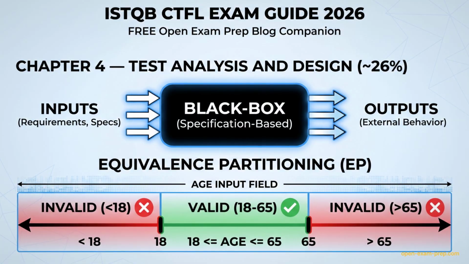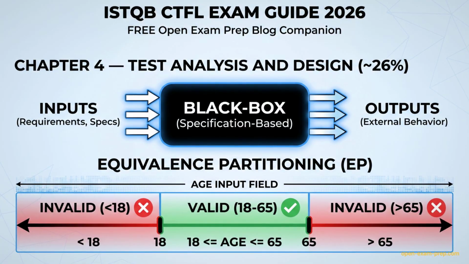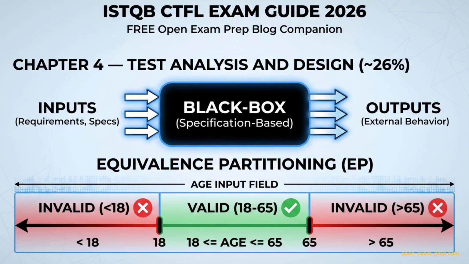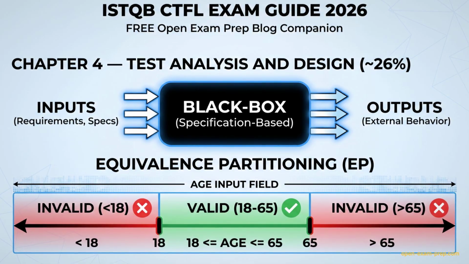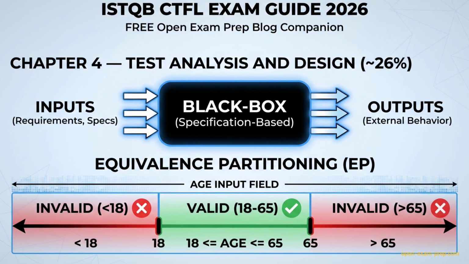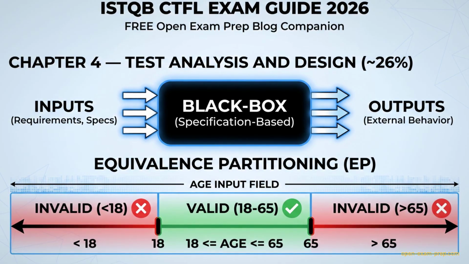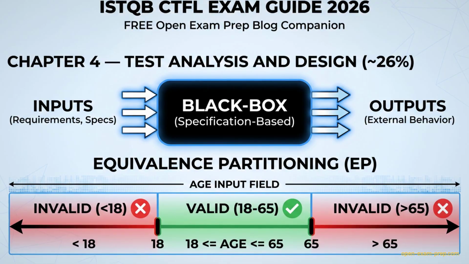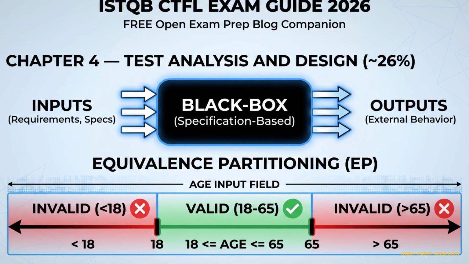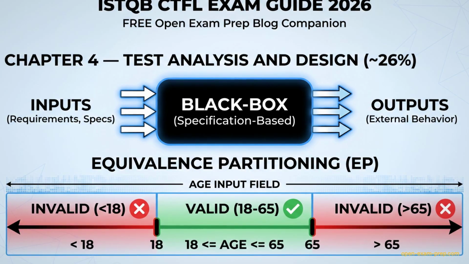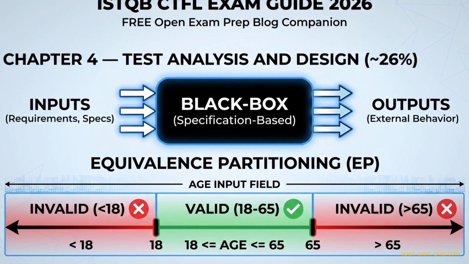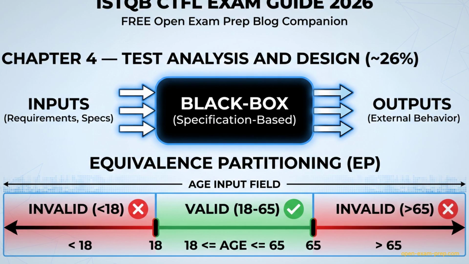Chapter 4, Test Analysis and Design, is the largest on the exam and requires you to apply what you know. A key area is black box testing, which focuses on external behavior without looking at the code. 2 foundational techniques are equivalence partitioning and boundary value analysis. Equivalence partitioning involves dividing inputs into groups that should be treated the same.